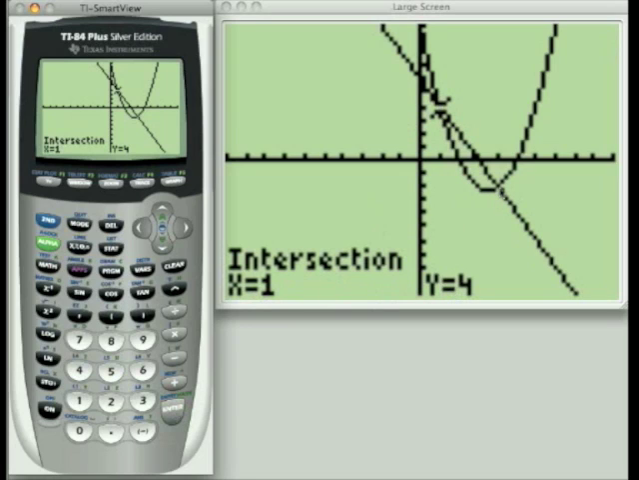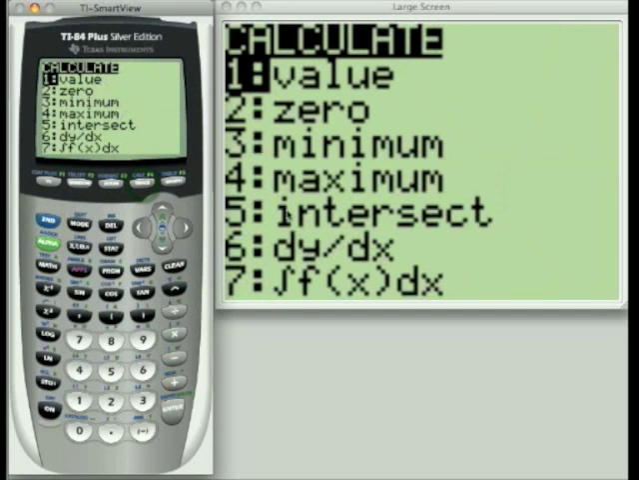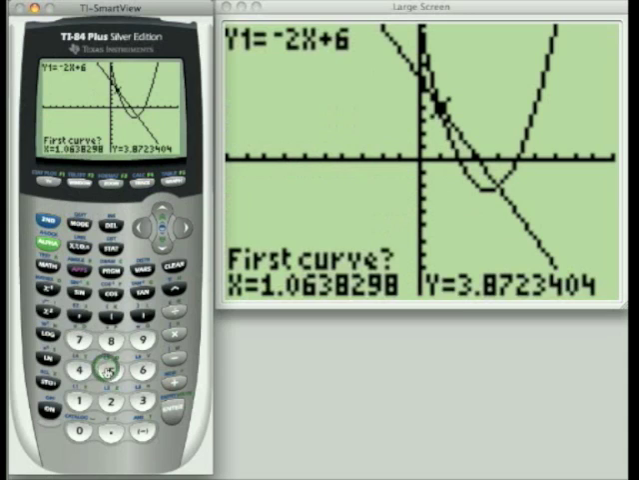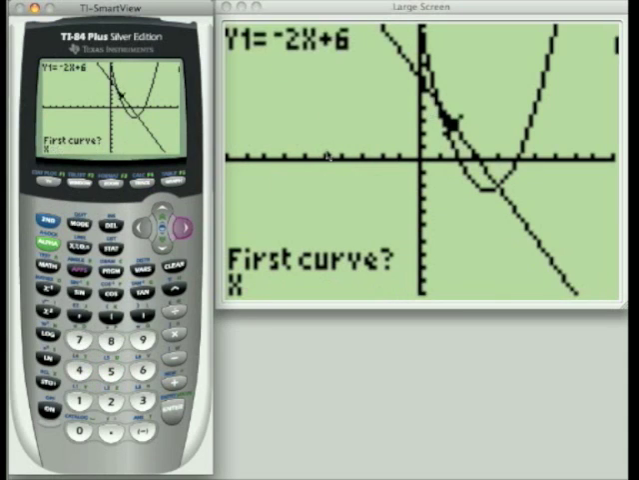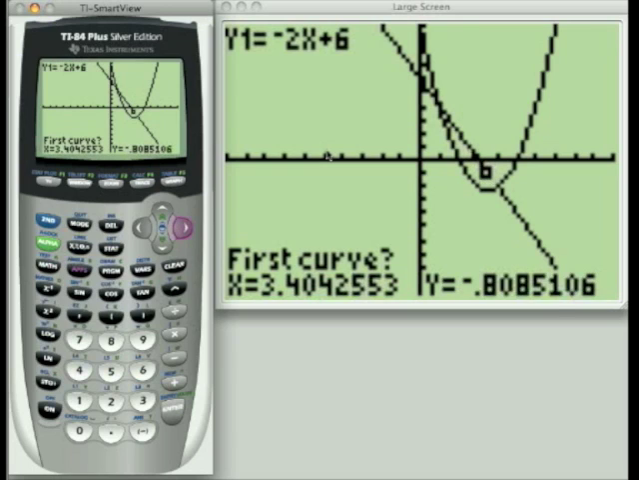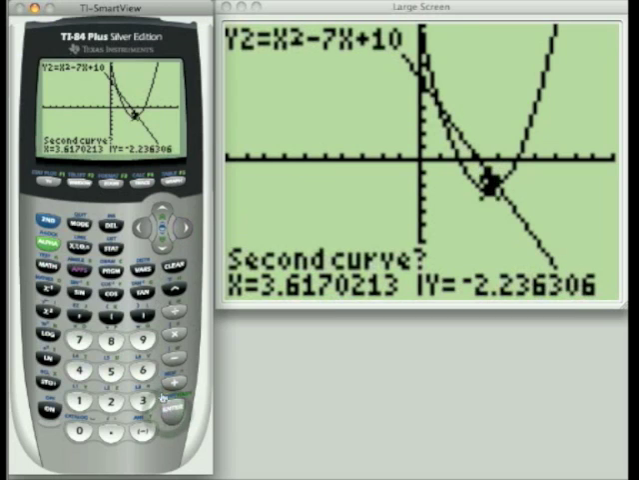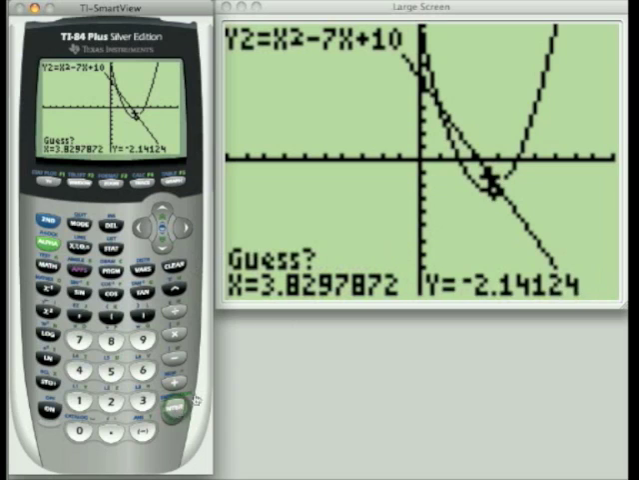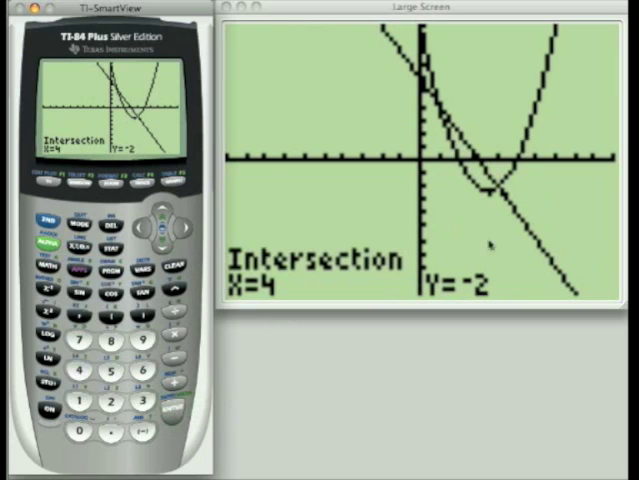Let's try it with this point over here. So I'm going to go back to my calculate menu, pick intersect, and you'll notice I'm on my linear equation. I'm going to move down towards that second point of intersection, and I'm going to hit enter. And then again, I'm just going to move this cursor over there a little bit towards the point of intersection, hit enter. Am I ready to guess? Yep. Hit enter again, and there's our second point of intersection, which is 4, comma, -2.